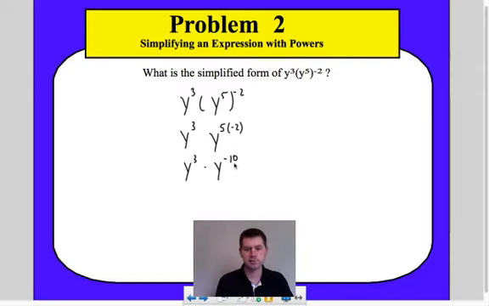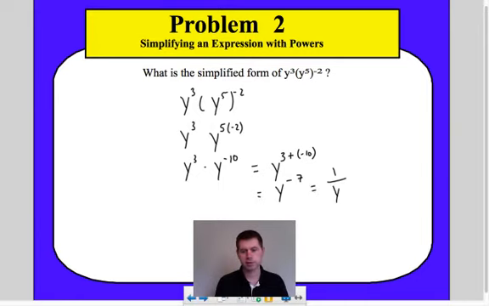Now we have the same base, so you have to shift gears. This is the previous section, the 7-3. In this one, now you're going to add 3 plus the negative 10, which gives us the end result of y to the negative 7. Which we would in turn simplify fully to give us 1 over y to the 7 because it was a negative exponent.